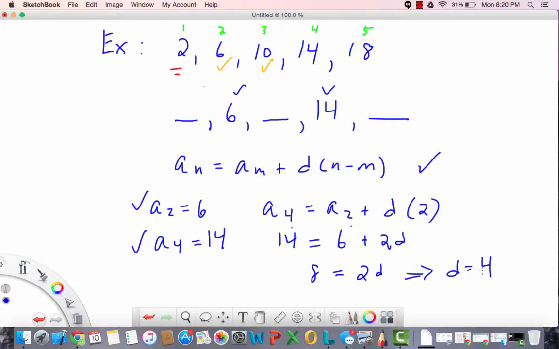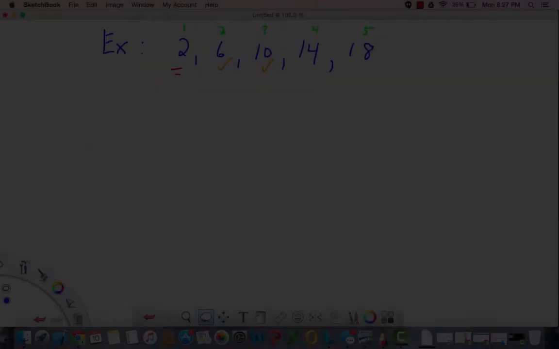Now with this d known to be 4, we could use this explicit formula, but now we can just use common sense. This value must be 4 higher than 6, so we know that's 10. This must be 4 higher than 14, so that must be 18. And this value must be 4 less than 6, so that must be 2.